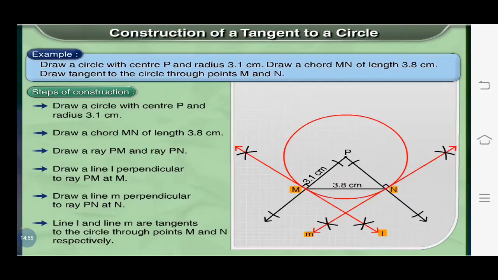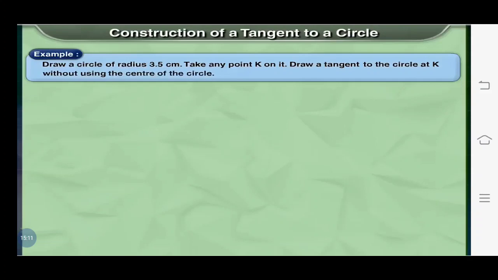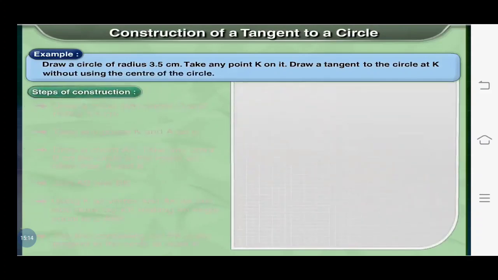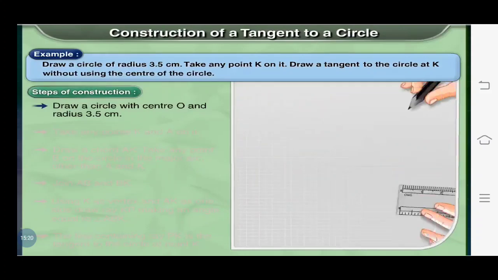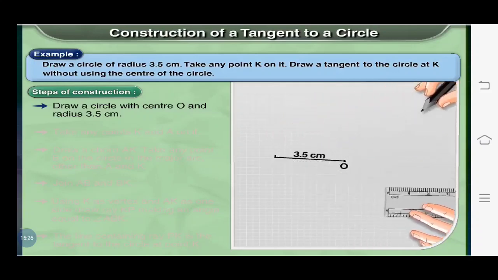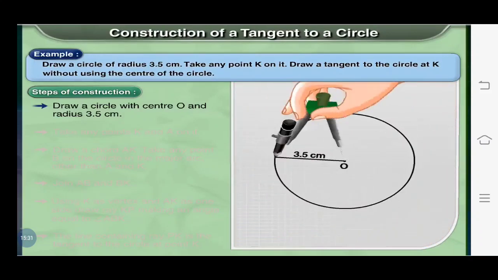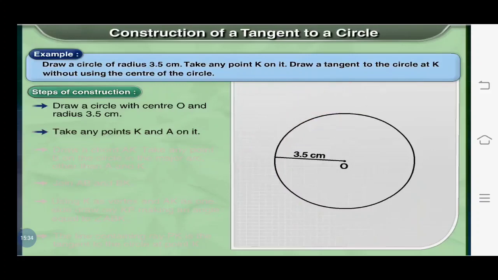Draw a circle of radius 3.5 centimeters. Take any point K on it. Draw a tangent to the circle at K without using the center of the circle. Steps for construction. Draw a circle with center O and radius 3.5 centimeters. Take any points K and A on it.